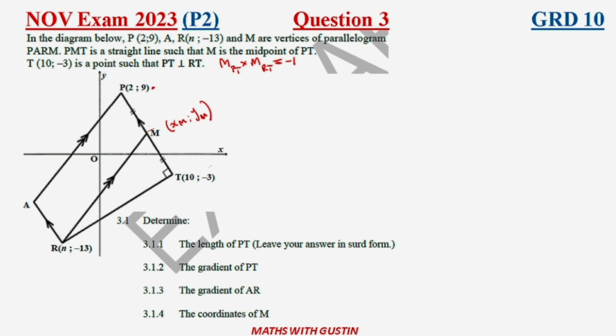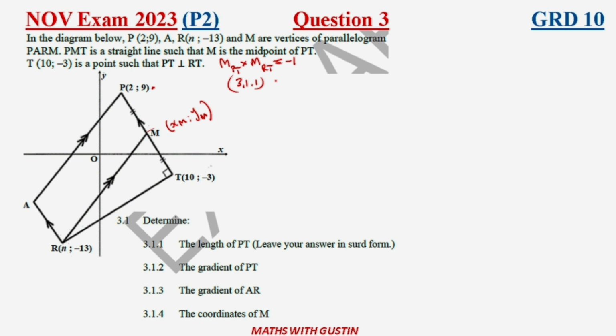All right, so let's move on to 3.1. 3.1 says determine 3.1.1, the length of PT. Leave your answer in surd form. So they're asking us to do the length of PT.